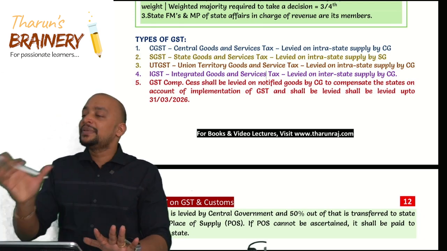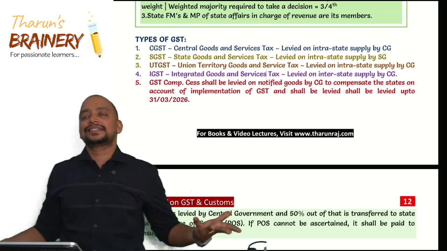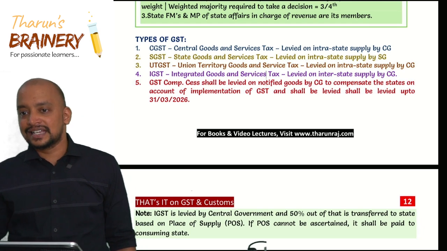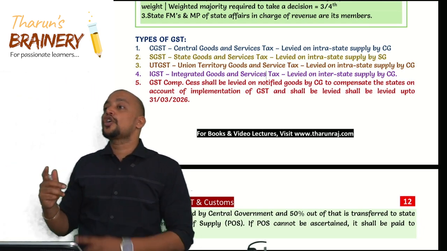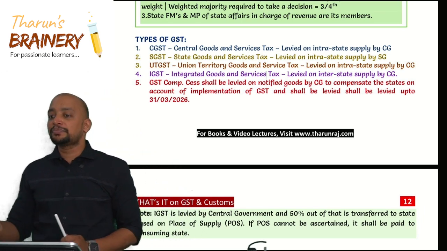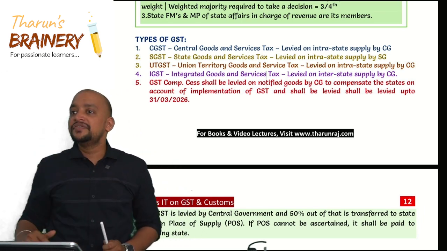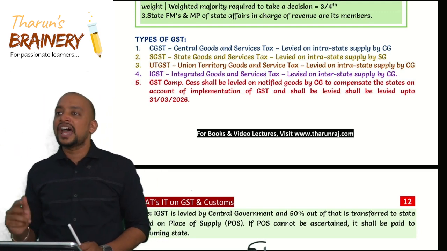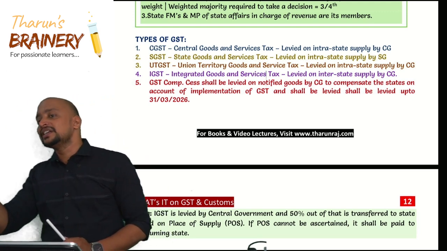Understood or not? But in all other cases, all other taxes, that is intrastate supply, we have CGST, SGST. So CGST, SGST is the combination, when it is an intrastate supply within the state. If it is an intrastate supply within the union territory, what is the combination that we have? CGST and UTGST.